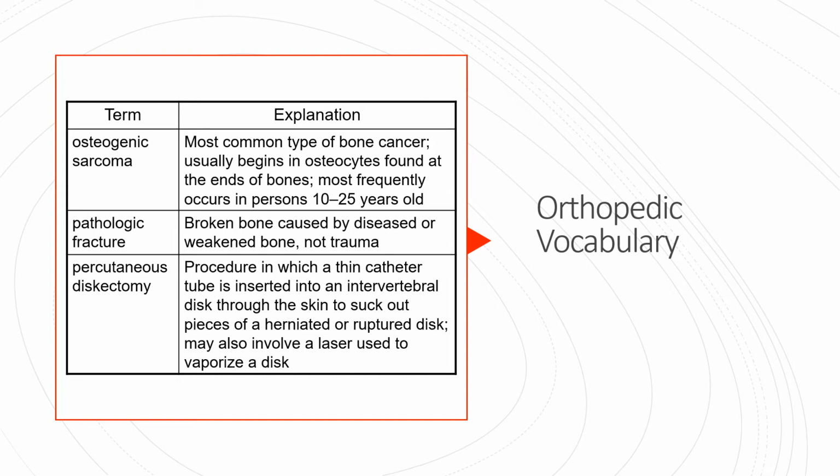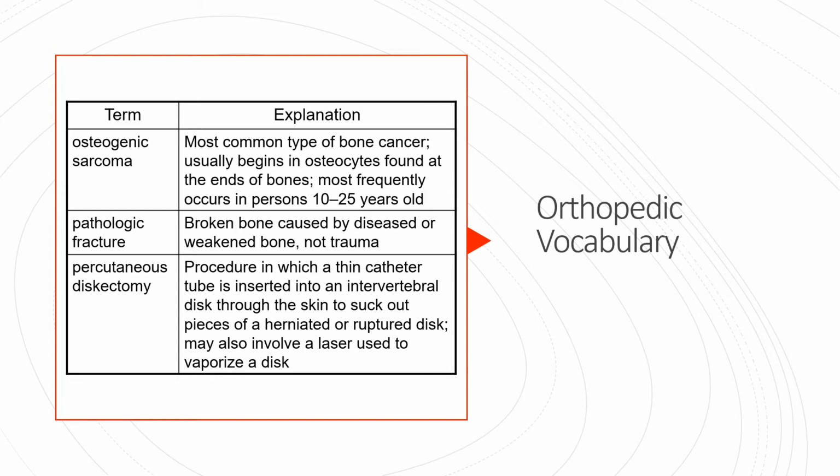Osteogenic sarcoma is the most common type of bone cancer. It usually begins in osteocytes, and recall from your terminology, an osteocyte would be a bone cell that's found at the end of bones. This most frequently occurs in people 10 to 25 years of age. A pathologic fracture is a broken bone caused by disease or weakened bone, not by trauma, so not by falling or running into something.